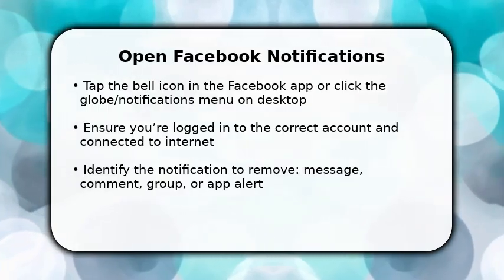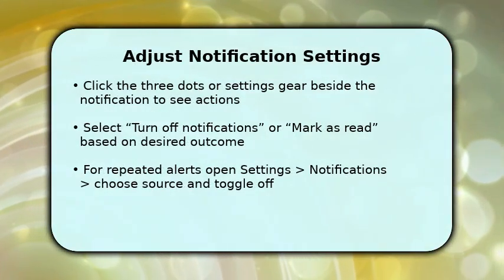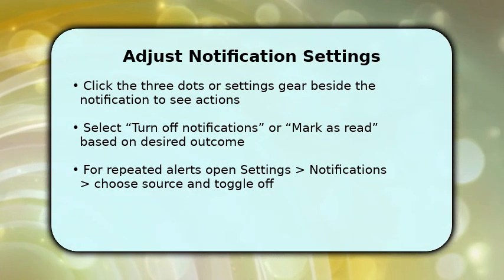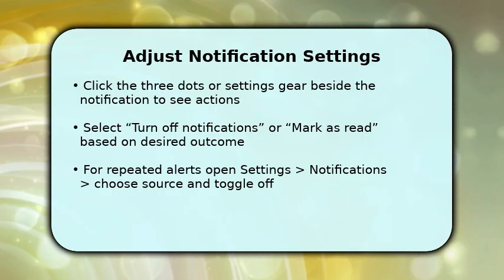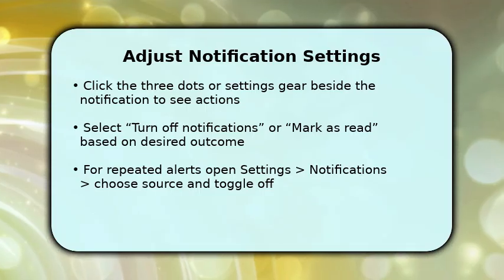Once the notification menu is visible, choose the action that removes it. Turn off, mute, or mark as read. Each removes the alert differently. If you want no future alerts from that source, follow through to settings and toggle that category off.